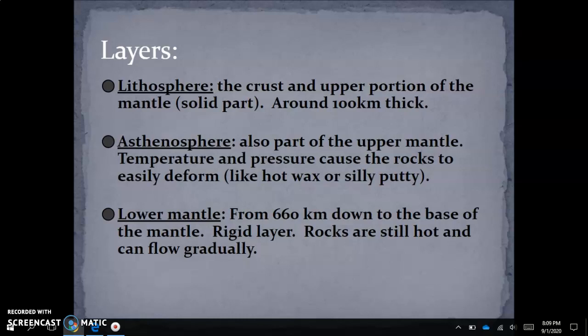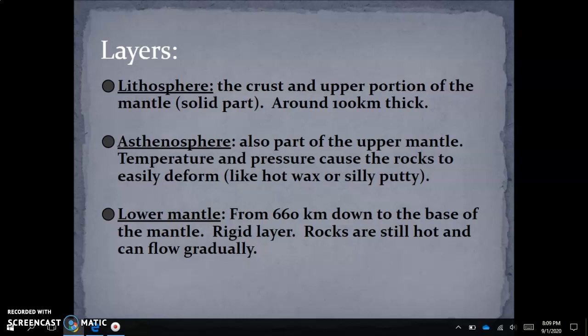And this is about 100 kilometers thick. Next, we have our asthenosphere. This is also part of the upper mantle. The temperature and the pressure cause the rocks to easily deform like hot wax or silly putty. Okay, so this is where we're getting those convection currents starting to occur because we've got the deformation of the rocks due to the heat.